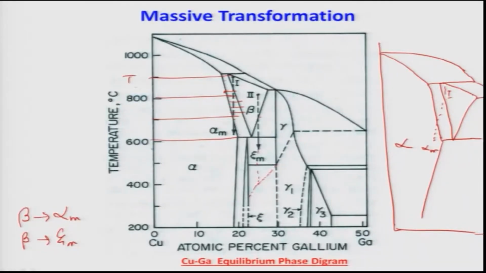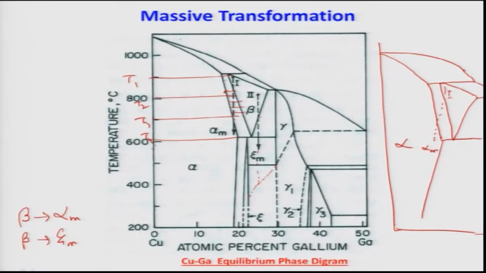As you see, at high temperature T1 it is a single phase BCC, a single phase beta actually. At temperature T2 it has a mixture of basically beta and alpha. At T3 it is just on the verge of transforming to alpha, and at T4 it should be completely alpha as far as the equilibrium phase diagram is concerned.